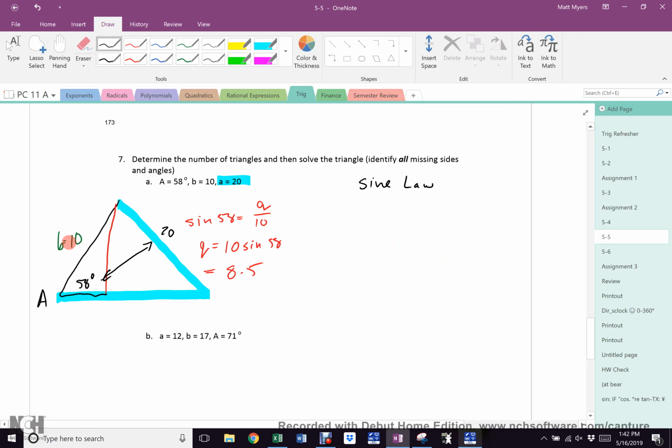Why did I put B here? Because that's the only side I know. Right? If I made this B, then the whole triangle would just be reversed. 20 would be over here, but 20 can't be over here because it's got to be across from A. Right? That's why it's little a. Cool? All right. Let's do the next one.